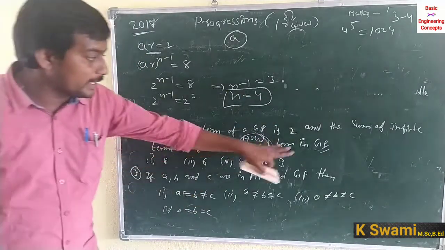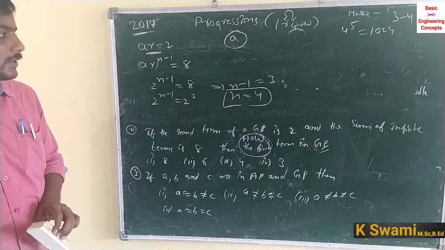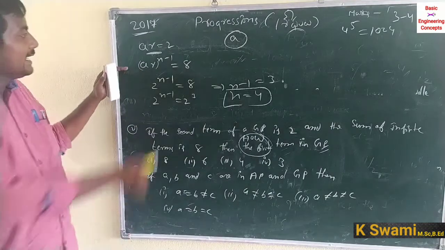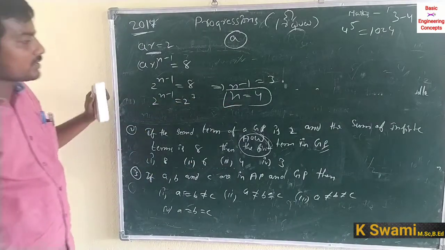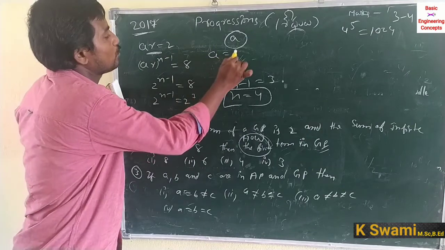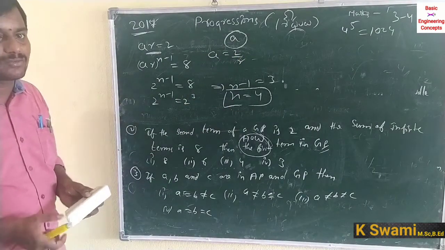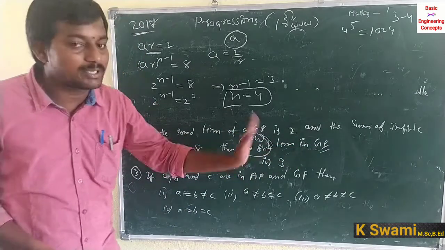In case of how many terms in GP, the answer is 4. In case they ask for the first term, the first term is a. Number of terms is equal to 4. The first term is a. To find out a, a is equal to 2/r, so again we have to find out the common ratio. Therefore the question is how many terms in GP, not the first term in GP.